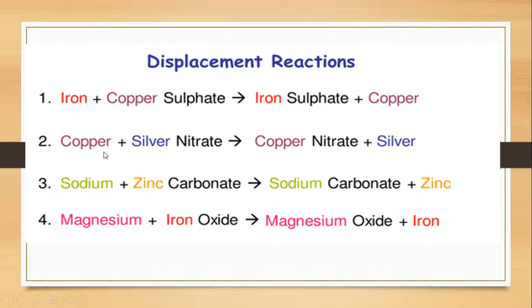Same is the case when copper reacts with silver nitrate. You can check in the reactivity series that copper is more reactive than silver. So there is the formation of copper nitrate and silver is displaced. Whenever sodium is going to react with zinc, as sodium is at the top in the reactivity series, sodium is more reactive. So it is going to replace zinc, and there is the formation of sodium carbonate plus zinc. Same is the case when magnesium reacts with iron oxide, as magnesium is more reactive than iron and iron is less reactive than magnesium. So magnesium is going to replace iron, and there is the formation of magnesium oxide plus iron.